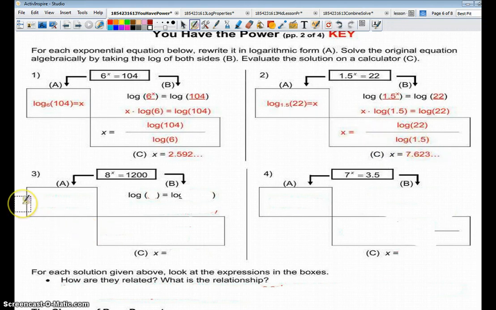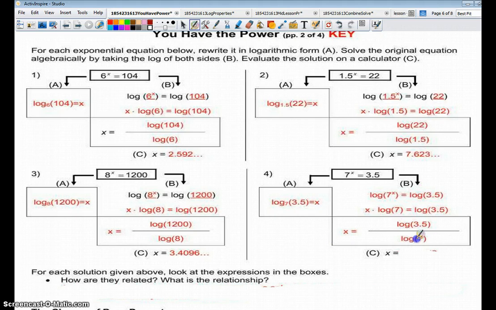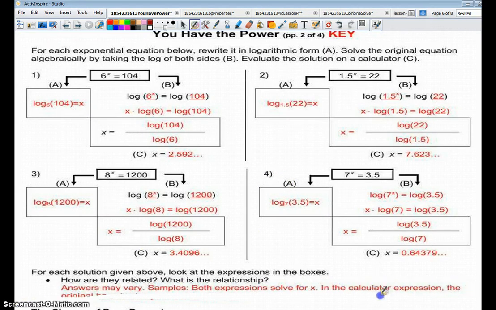And then I'm going to do the same thing on number 3. So take a moment and copy this down. And on number 4. And because this works every time, this establishes a rule for me. And we're going to talk about that rule in just a moment, which will allow me to make shortcuts. So how are they related? Answers may vary for what you think it is, but the answer is both expressions solve for x.